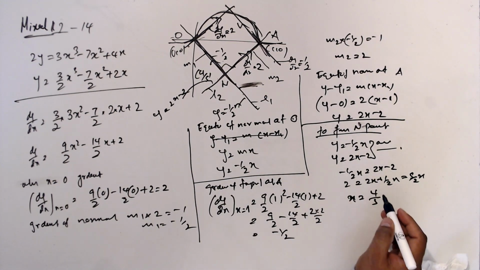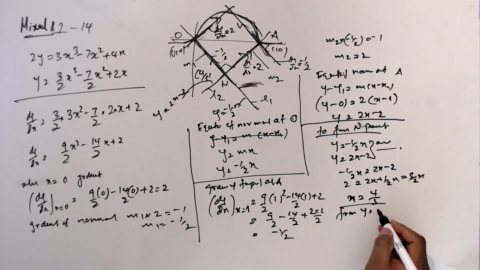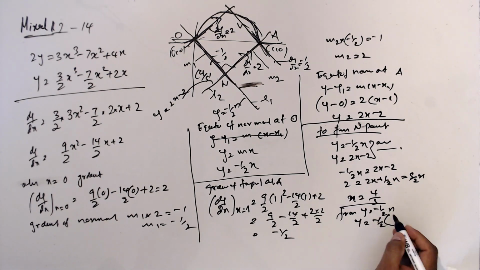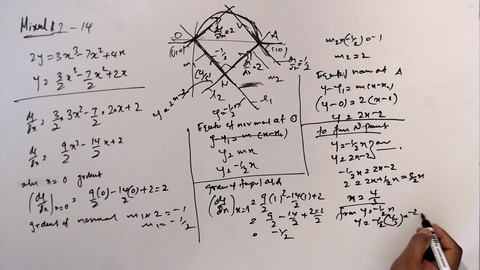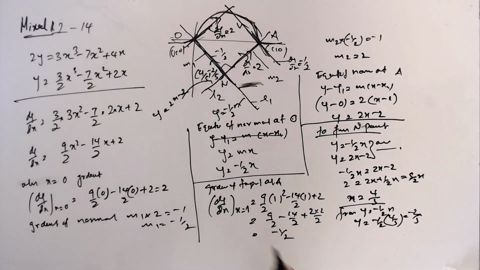Now from y equals minus half x, y equals minus half times 4 over 5. So this is going to be minus 2 over 5. So this is minus 2 over 5.